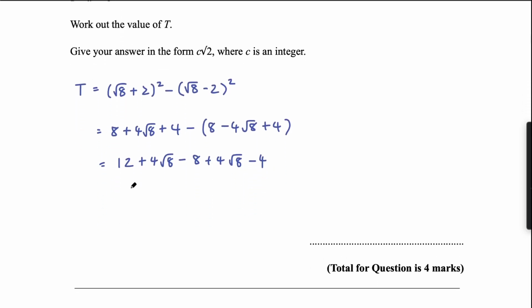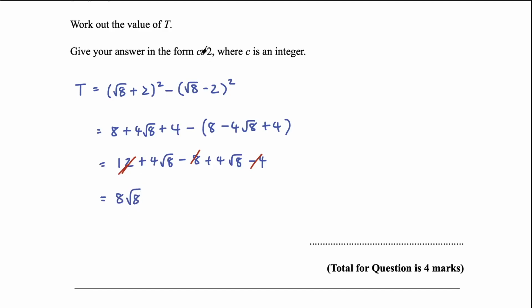Okay, let's keep simplifying. This 12 would cancel with these other constants over here. So negative 8 take 4 is negative 12. And then we'd just be left with 4 lots of root 8 plus 4 lots of root 8, which would equal 8 square root 8.